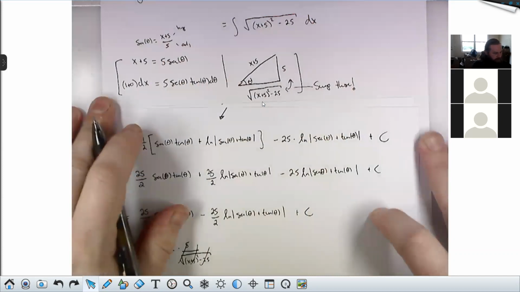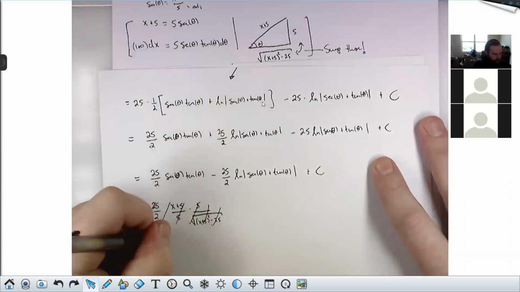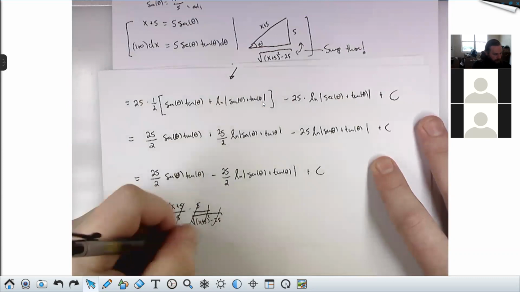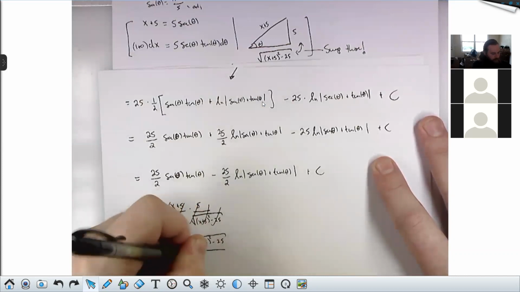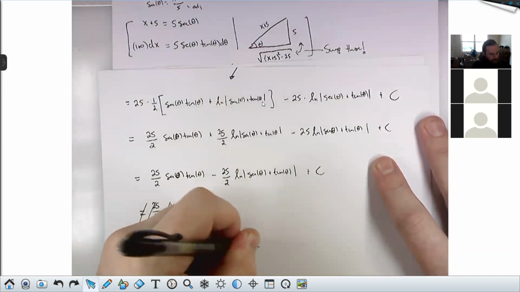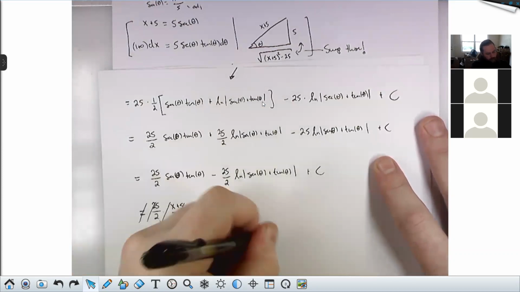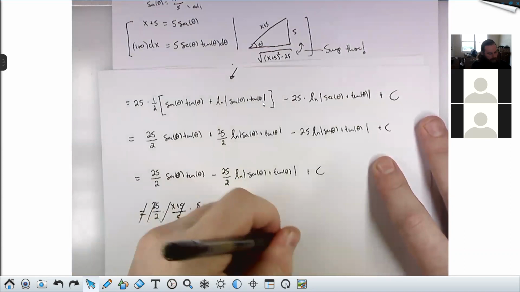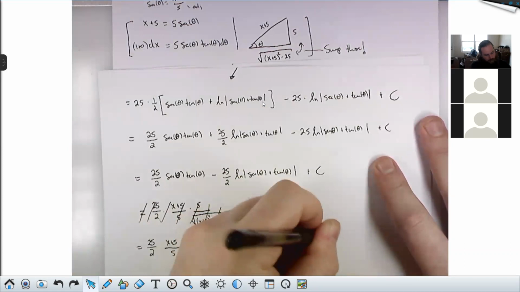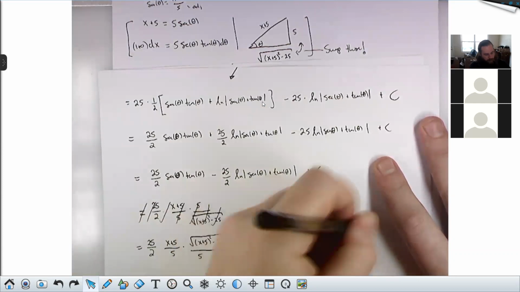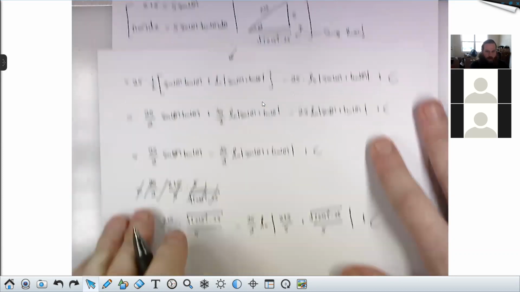So we'd have 25 halves. Secant is x plus 5 over 5. And then the tangent is going to be the root over 5. And then minus 25 halves natural log of now the sum of those things. So x plus 5 over 5 plus that root. All right, there it is.